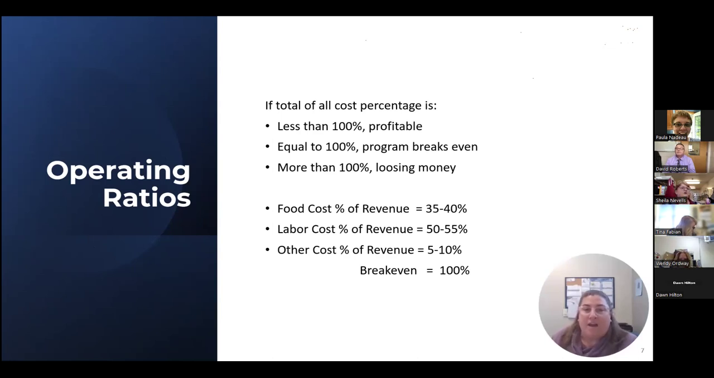And that's 100%, that's breaking even. So less than 100%, you're profitable. Equal to 100, obviously, is break even. And more than 100% means you're losing money.